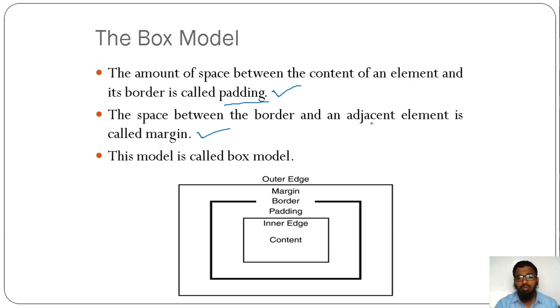So this is a model of the box. First is the content, inner edge and padding, and this is the border and this is the margin. Margin and padding: padding means the space between the content and the border, and from the border to the outer edge is margin.